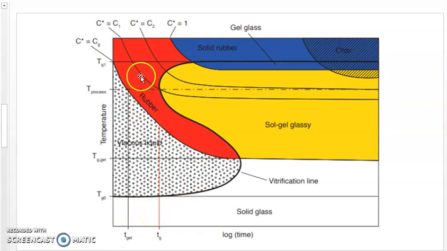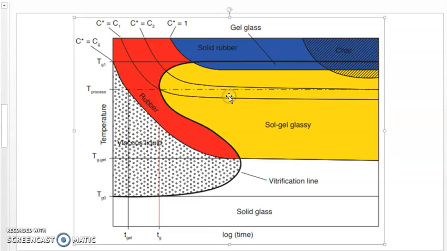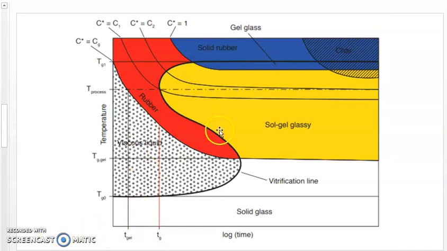But what if you cool the glass very slowly? So you follow this line C1, C2, you don't obtain immediately the solid glass. You obtain a sol gel glass. Sol gel is a kind of structure where the glass is more or less crystalline than the simple solid glass. Remember the concept of ceramic glass. It's also possible to obtain metallic glasses in that way.